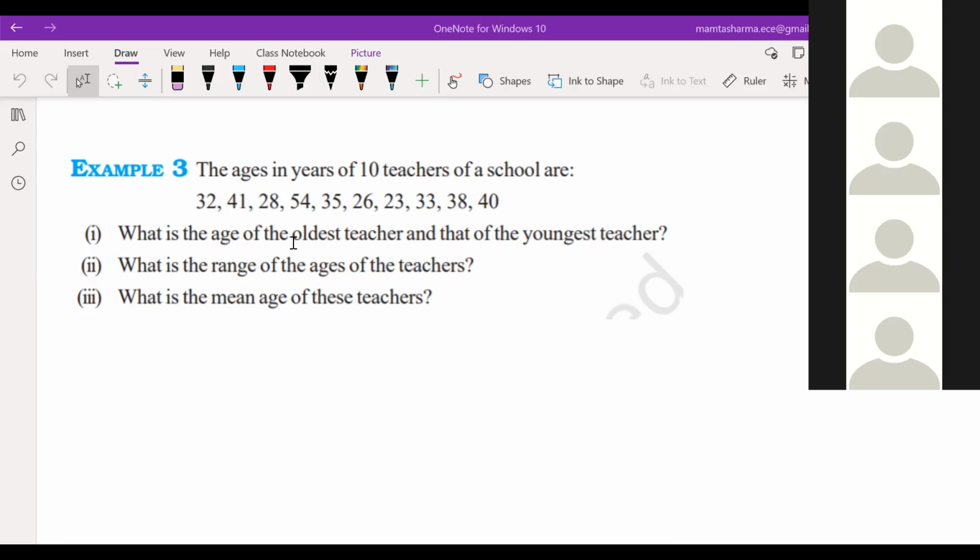Is there any need of arrangement? No, ma'am, I got the answer. Can I tell? Yes. You type in the chat box. Oldest, type in the chat box. Don't disturb the others. Let them do their work. Oldest is... Don't reveal, ma'am. Don't reveal.